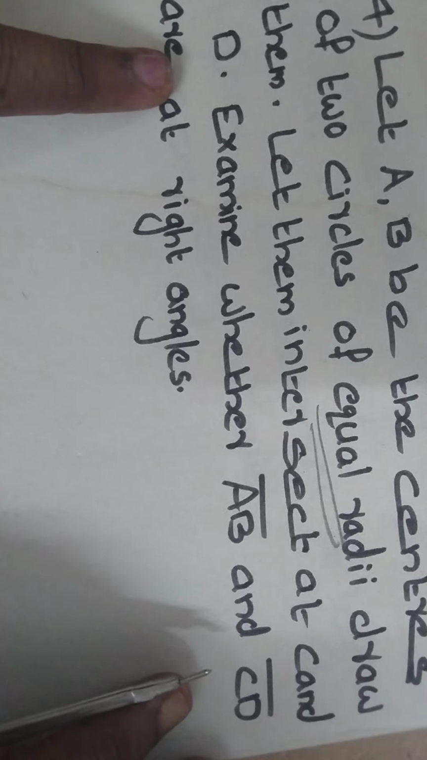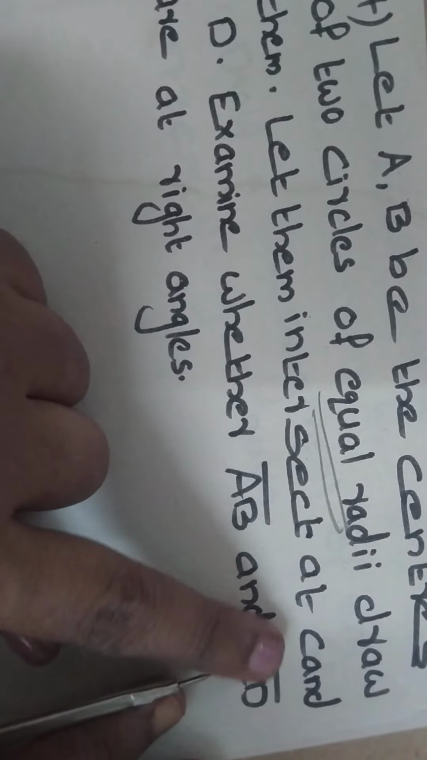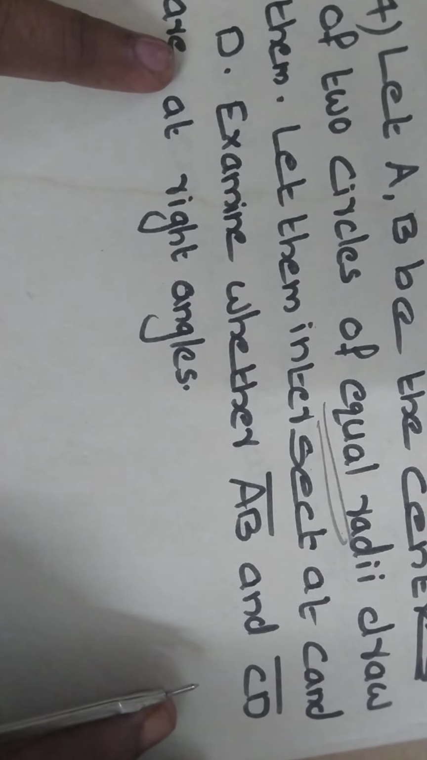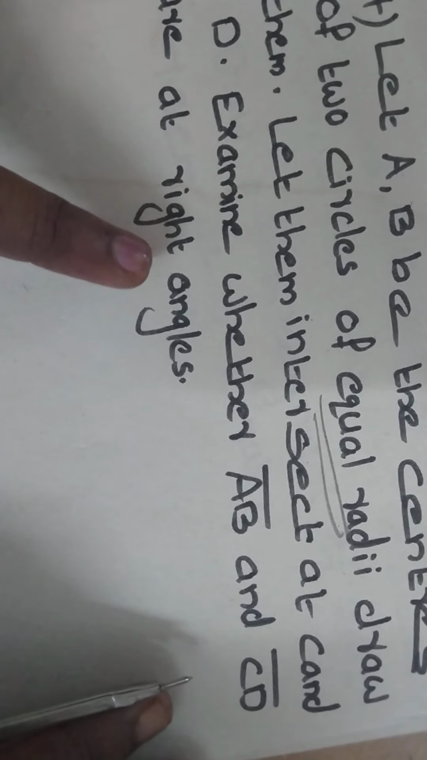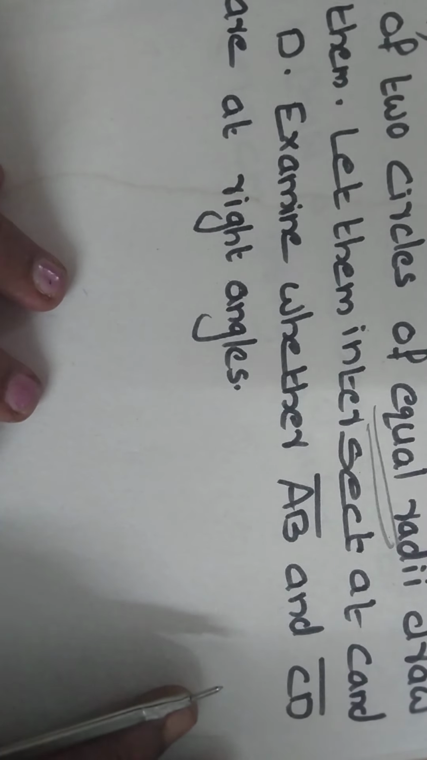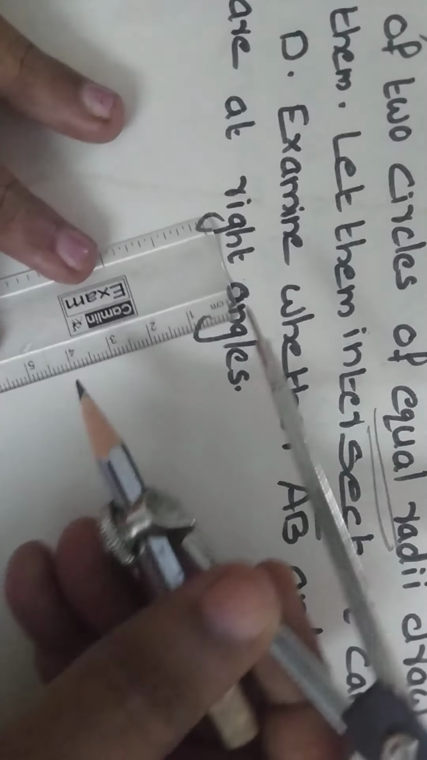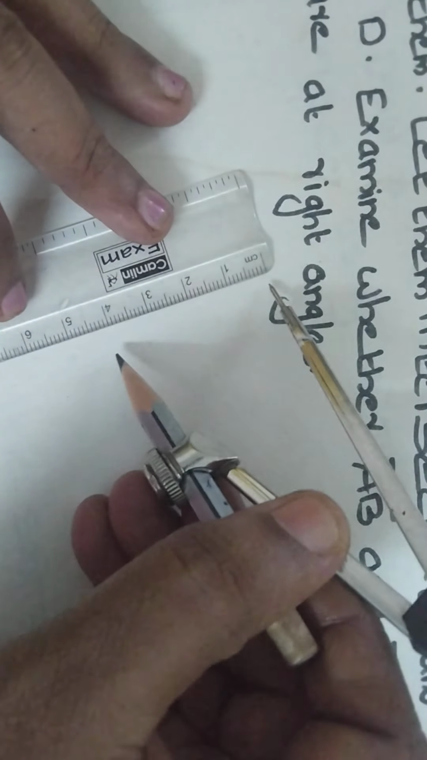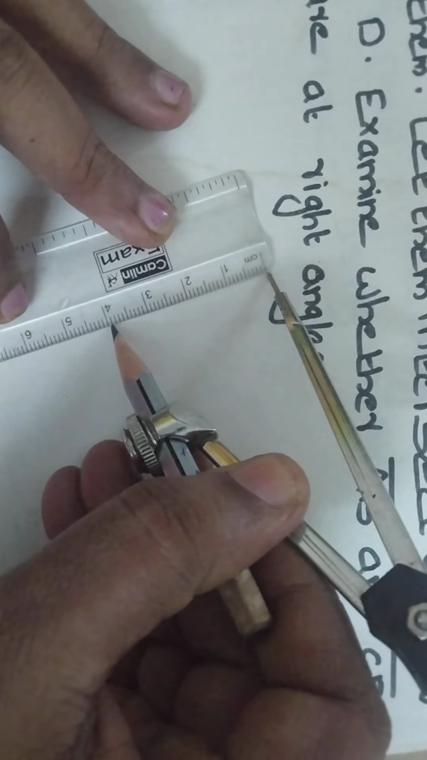Then the two circles are intersecting. That intersecting points, mark alphabets as C and D. Where the two circles are intersecting, mark the points as C and D. And check whether AB and CD make a right angle or not. Right angle means 90 degree or not. So first, I start with any centimeter. I just decided to take 4 cm. So 0 to 4 centimeter measurement, take in this scale.